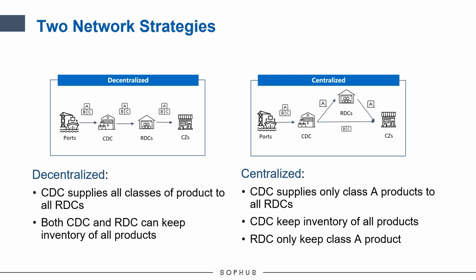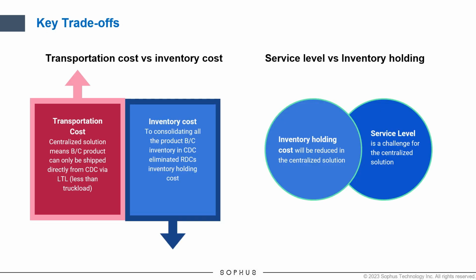In the decentralized setup, the CDC distributes all classes of products to all RDCs. In the centralized model, the CDC only supplies Class A products to RDCs, while maintaining a full inventory of all products. Several key trade-offs must be considered. These include weighing transportation costs against inventory costs and balancing service levels with inventory optimization.